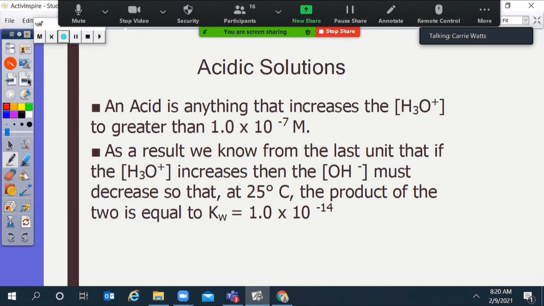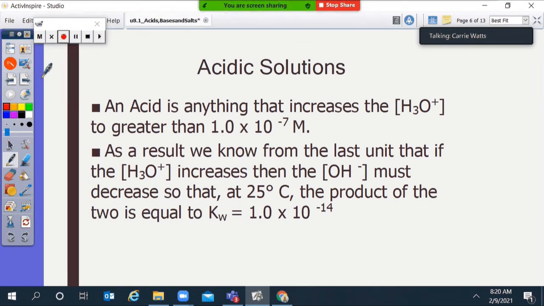Okay, so let's first talk about an acidic solution. An acid is defined as anything that increases the concentration of that hydronium ion and is greater than 1 times 10 to the negative 7th molar. From the last unit we know that if that concentration of hydronium increases, then the OH must decrease. So at 25, the product of the two has got to still be equal to Kw equals 1 times 10 to the negative 14th. So an acid is anything that increases the concentration greater than 1 times 10 to the negative 7th.